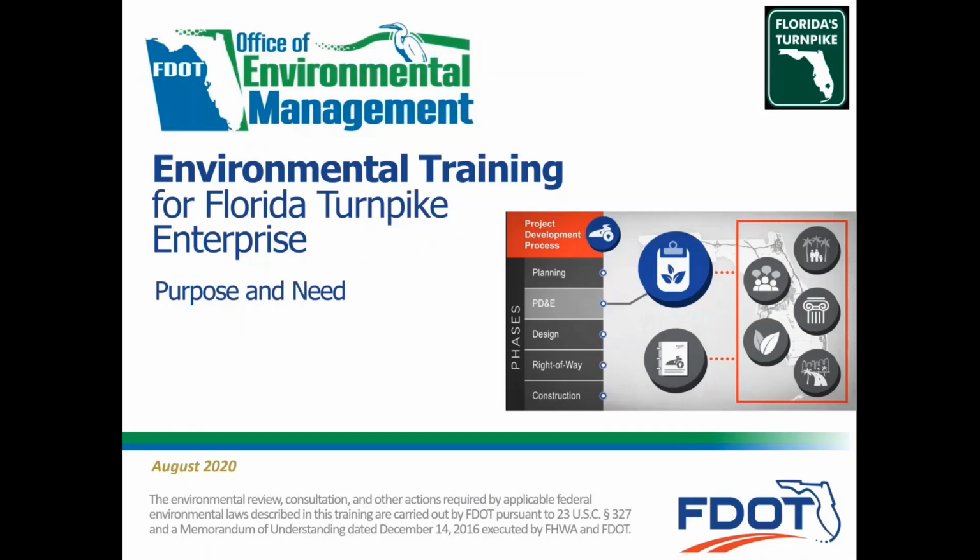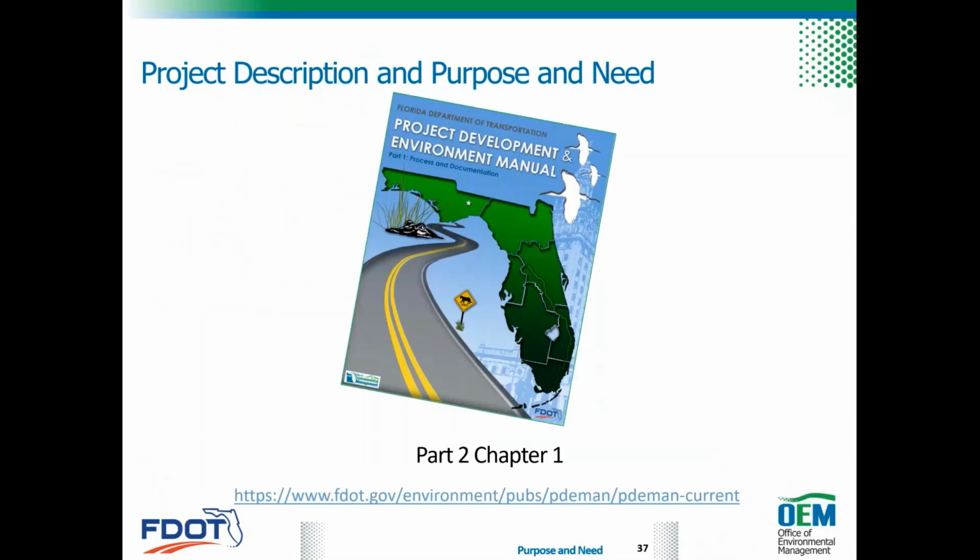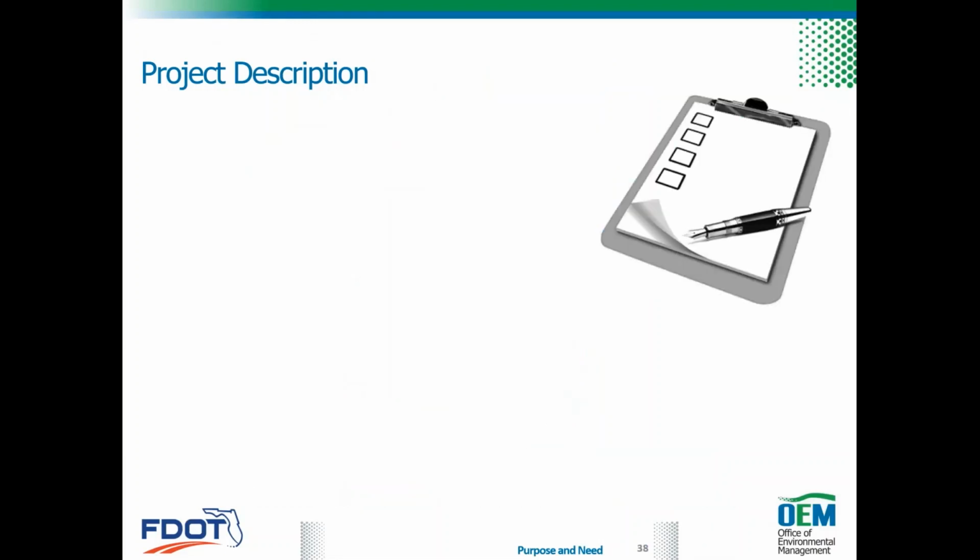Okay, so now let's switch gears a little bit to talk about purpose and need. And for this, you should refer to part 2, chapter 1 of the PD&E manual. So let's talk about the project description first.